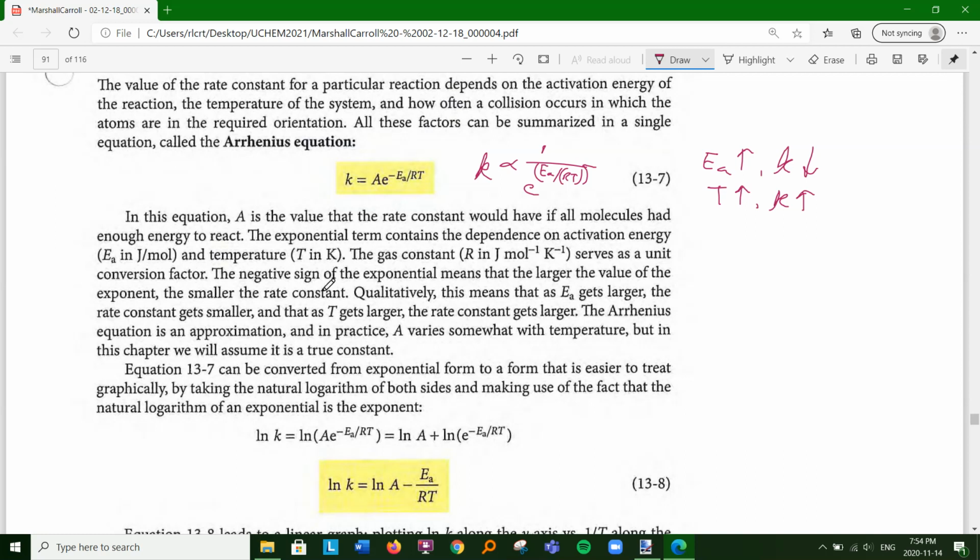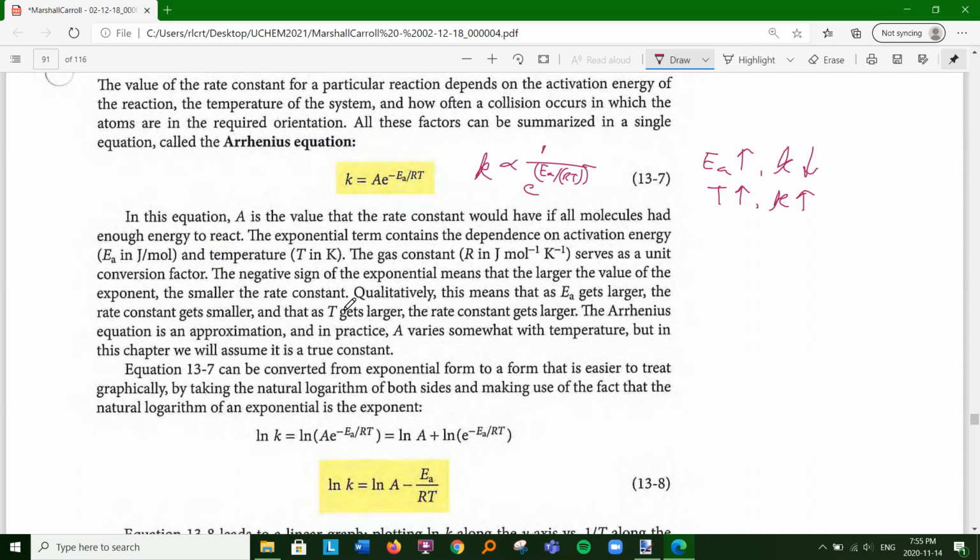The gas constant has a negative sign. We just talked about that. e gets larger, k gets smaller. T gets larger, k gets larger. A varies somewhat with temperature, but in this chapter we'll assume it's a true constant.